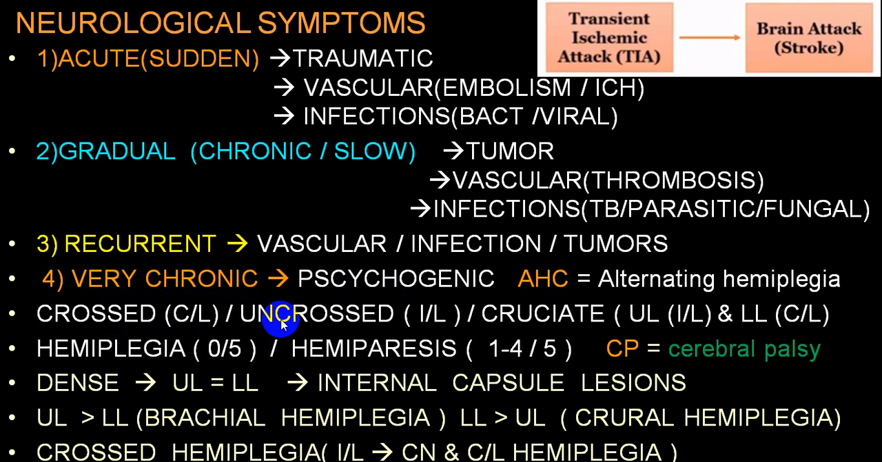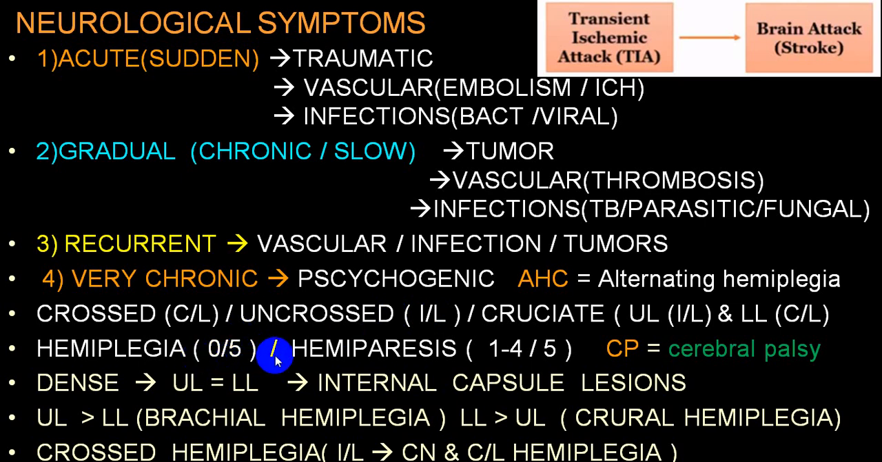crossed or uncrossed. Uncrossed means ipsilateral, or it is cruciate. In a cruciate, upper limb on ipsilateral side and lower limb on a contralateral side. If a person comes with this presentation, it will be a damage at the level of medulla where the crossing is taking place. If it is a crossed hemiplegia, the damage has to be in a brainstem, that is midbrain, pons or medulla. If it is on an ipsilateral side, it is always below the medulla or in the spinal cord. That is most likely.